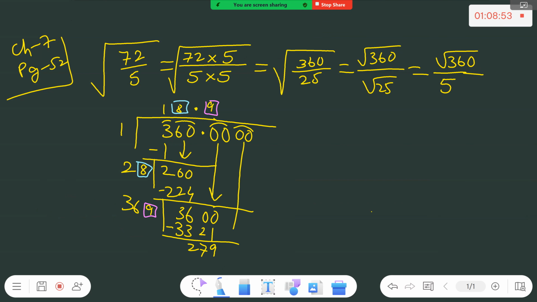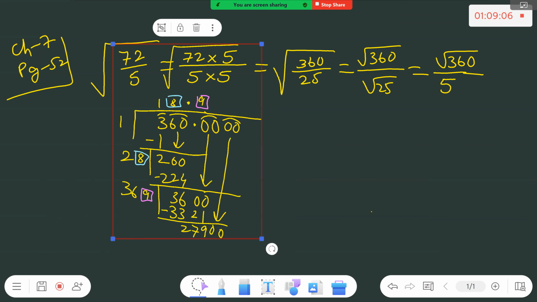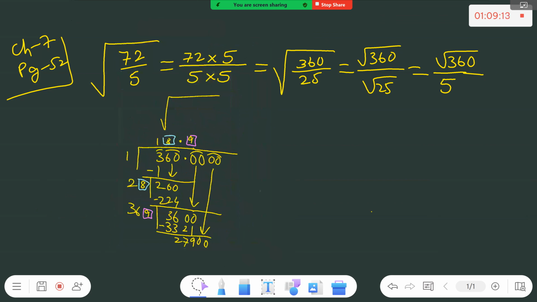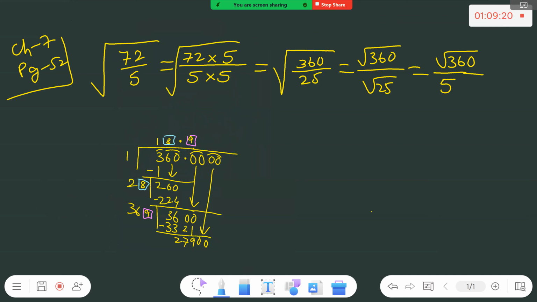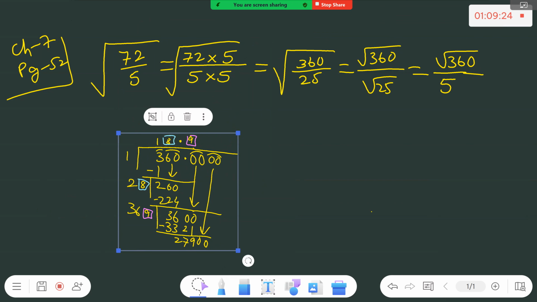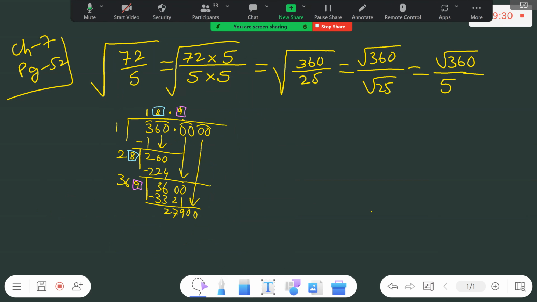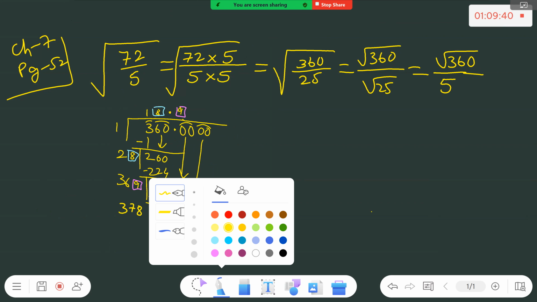We can bring down another pair of zeros. Isn't it? We can bring down another pair of zeros. Double 0. Okay. And 369. Bring down another pair of zeros. Now 369 plus 9? 378. 378.